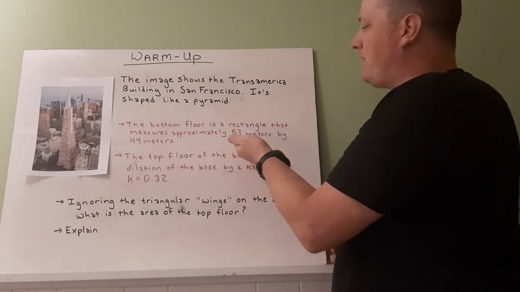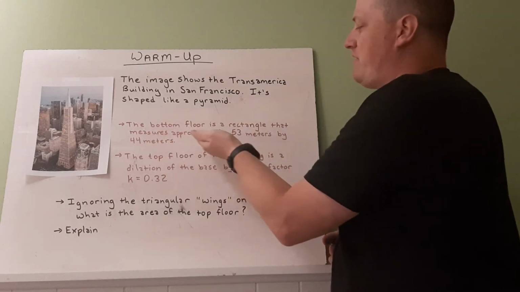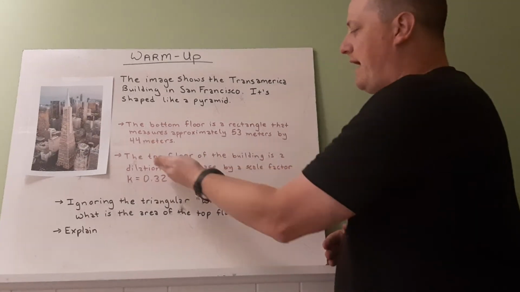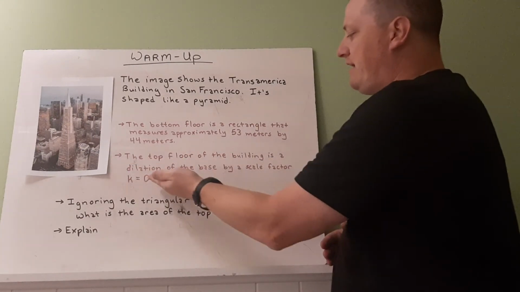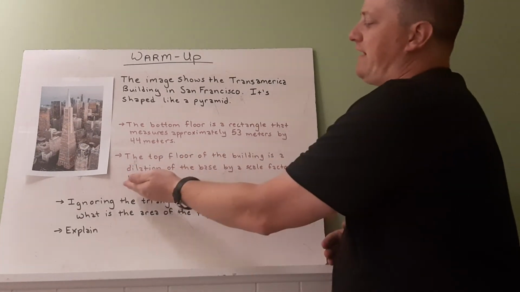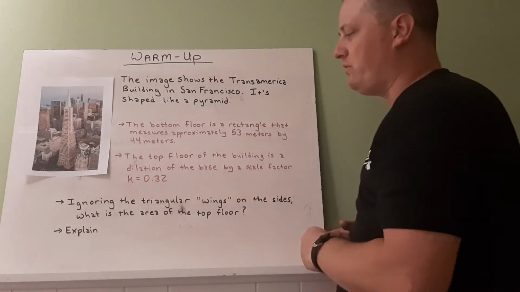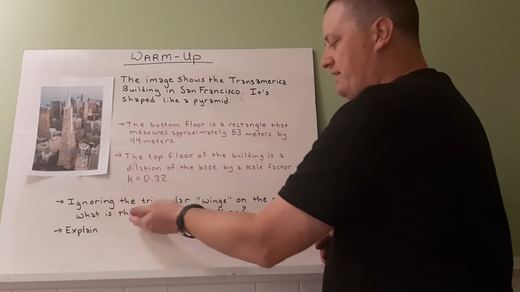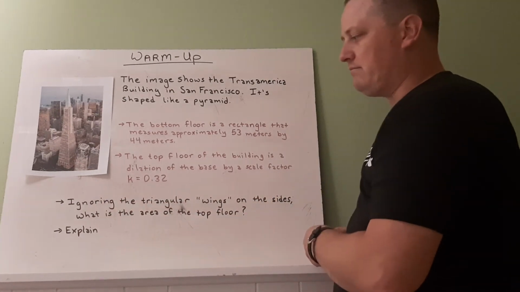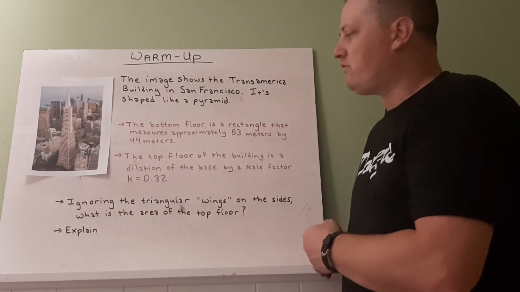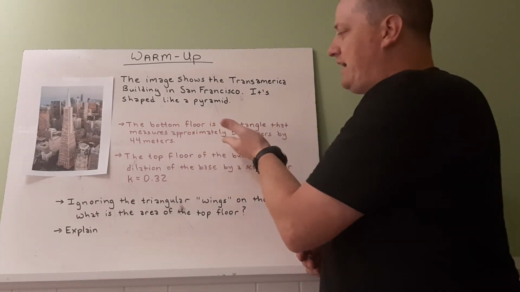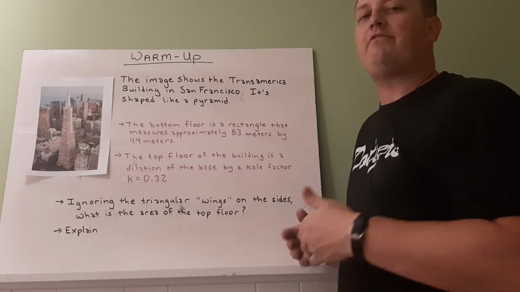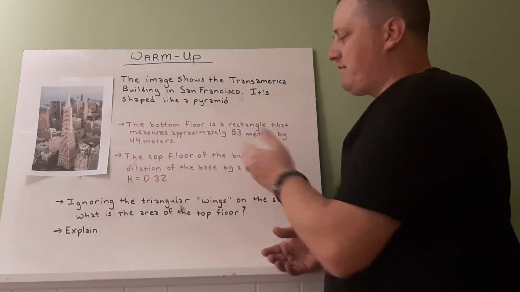The bottom floor is a rectangle that measures approximately 53 meters by 44 meters. The top floor of the building is a dilation of the base by a scale factor K equals 0.32. Ignoring the triangular wings on the sides, what is the area of the top floor? Explain your reasoning. So use what you have here to find the area, and then use your scale factor in some way to find the area of this top floor.